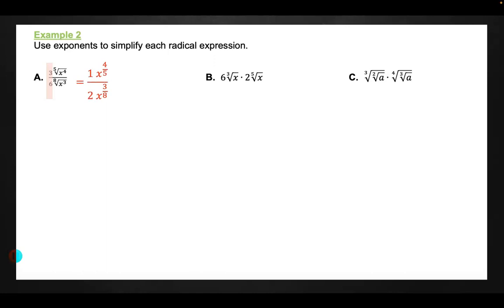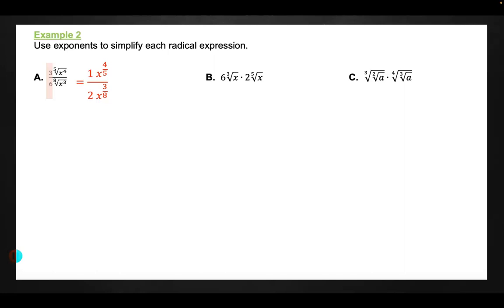Now my 2 radicals, I'm going to convert into rational exponent form. So I have x to the 4/5 power. Notice that the index is always going to be the denominator of that rational exponent. And in the bottom of my fraction, I've got x to the 3/8 power. Again, the index of 8 is the denominator of that rational exponent.